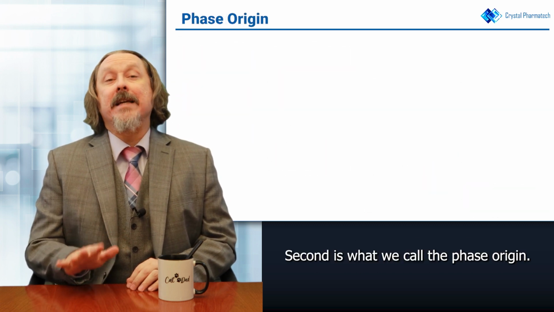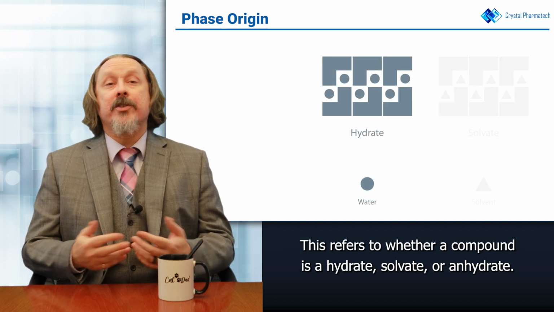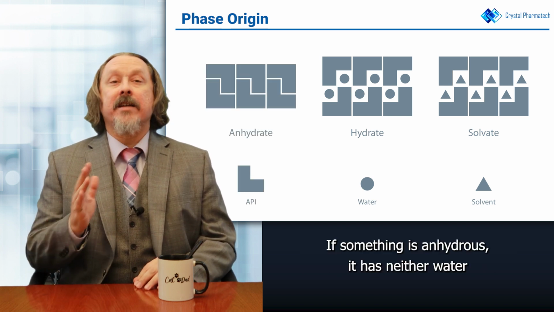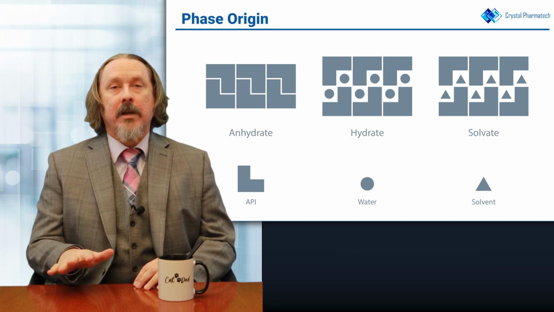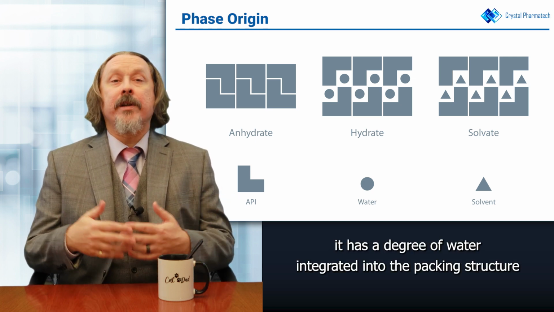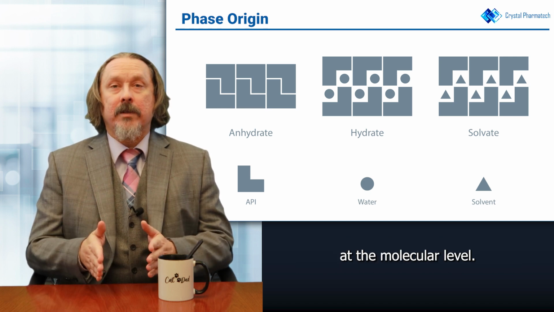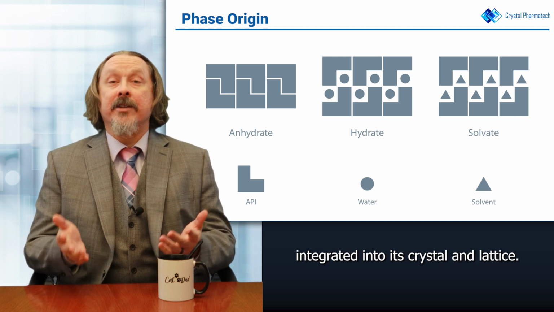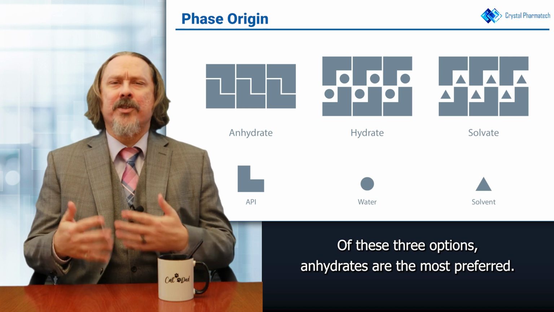Second is what we call the phase origin. This refers to whether a compound is a hydrate, a solvate, or an anhydrate. If something is anhydrous, it has neither water nor an organic solvent within the crystalline matrix. If something is a hydrate, it has a degree of water integrated into the packing structure at the molecular level. If something is a solvate, then it has some organic solvent integrated into its crystalline lattice. Of these three options, anhydrates are the most preferred.